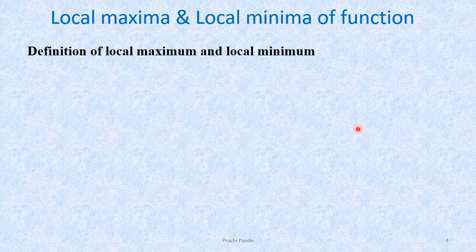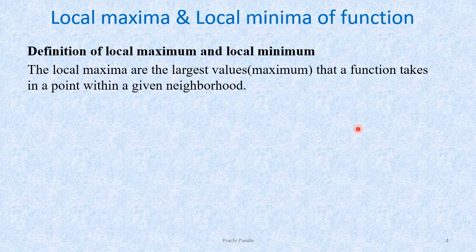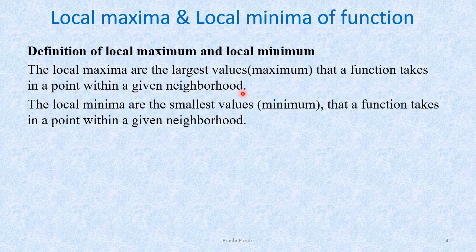Local maxima and local minima of the function. The local maxima are the largest values that a function takes at a point within a given neighborhood, whereas the local minima are the smallest values that a function takes at a point within a given neighborhood.